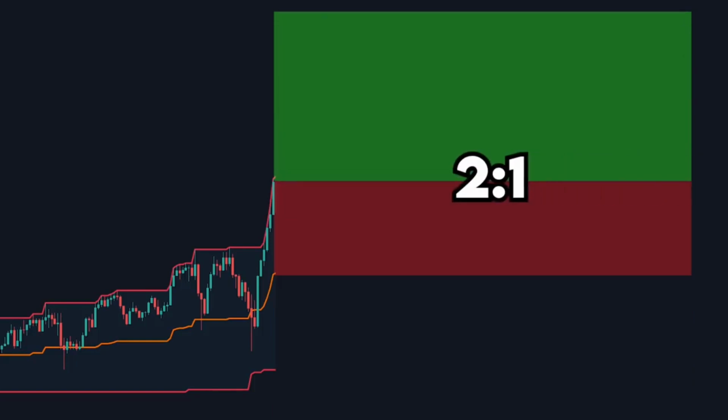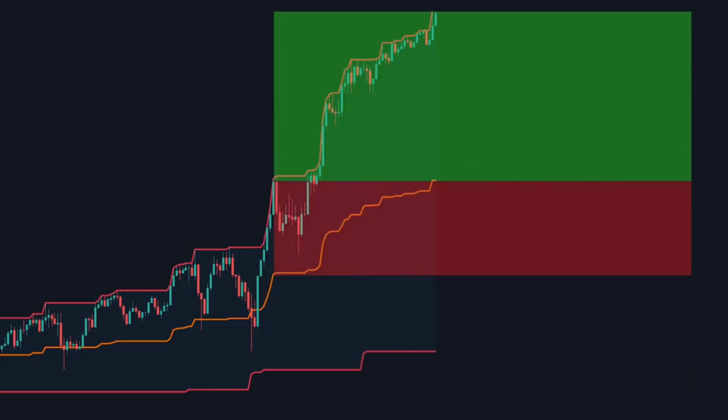Let me explain. You see, normally how you use this indicator is once price breaks this upper band, you enter a long, set your stop loss right below this middle line, and set your take profit to something like a 2-to-1 risk to reward ratio, and you get a winning trade.